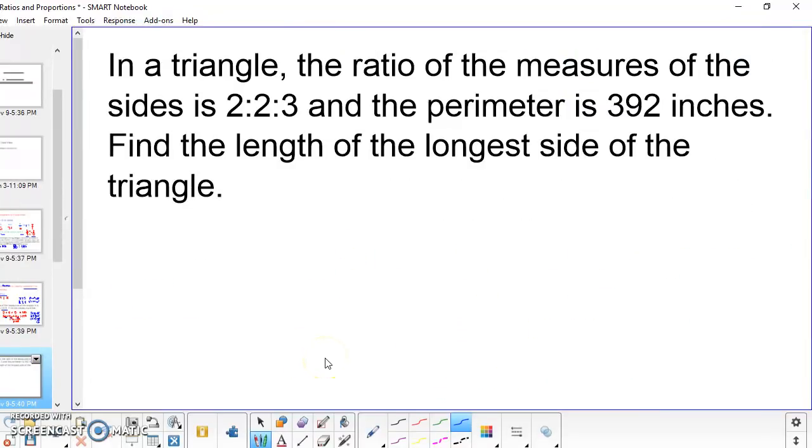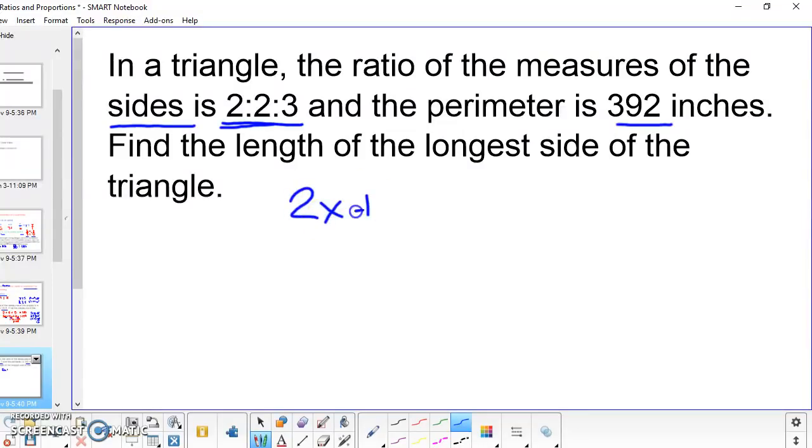So you don't have to just do angles to do ratios. You can also do side lengths. So in this case, we have a ratio of sides that's 2 to 2 to 3. That indicates that it's an isosceles trapezoid because we have two sides that are the same, and we know that it's the perimeter. So we can't add to 180 because we're not talking about angles anymore. We're talking about the ratio of the sides.